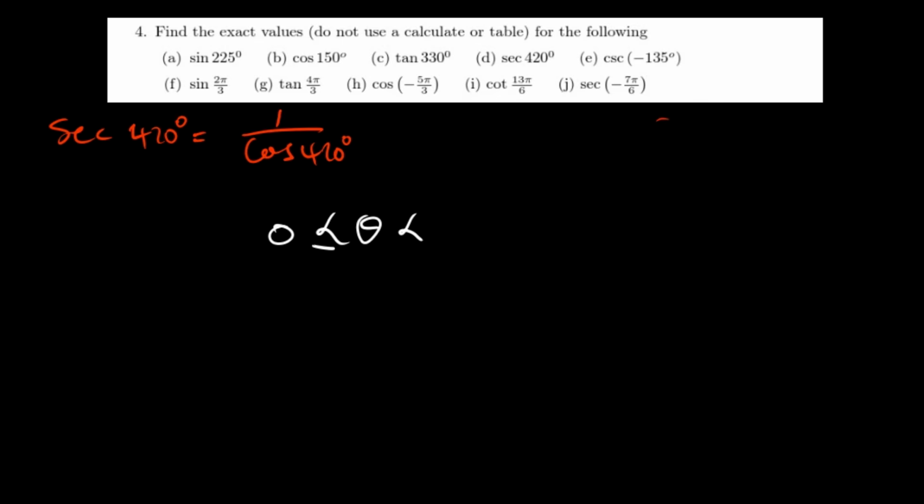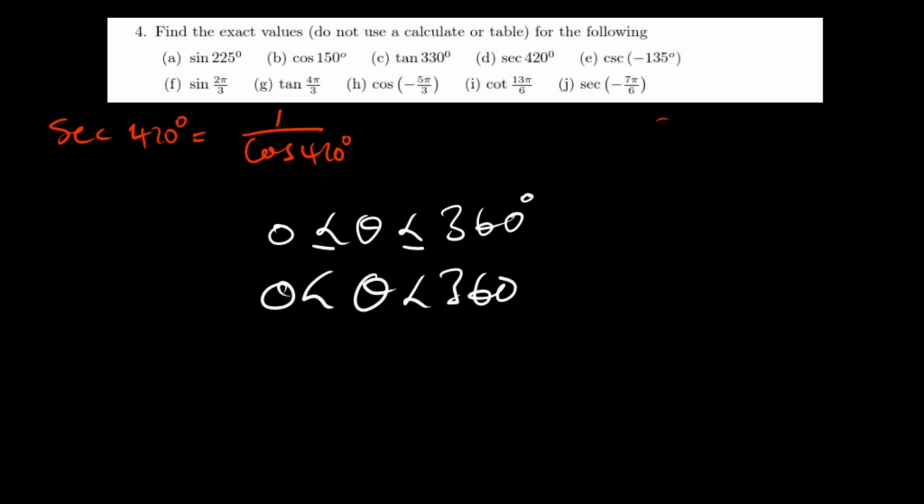Okay, now let us look at part D. We have sec 420 degrees, which is the same as 1 over cos 420 degrees. Now if the angle is beyond this range, the angle should be between 0 all the way to 360.